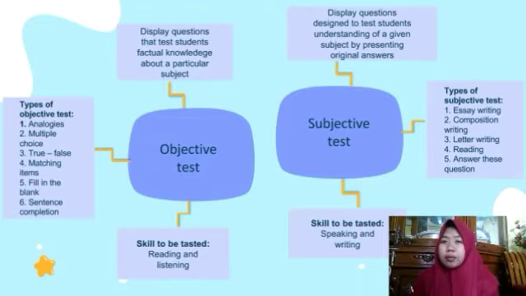And then, objective tests have these types: the first, analogies, second, multiple choice, and then true-false, matching items, fill in the blank, and sentence completion. While subjective tests have these types: essay writing, composition writing, letter writing, reading, and answering questions. The skills tested in objective tests are reading and listening, while the skills tested in subjective tests are speaking and writing.